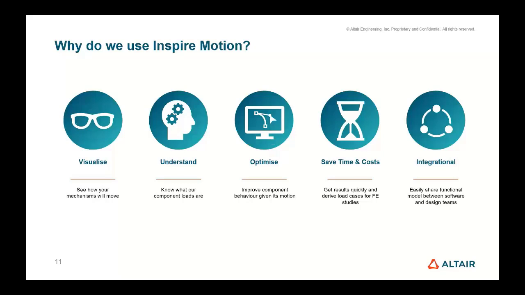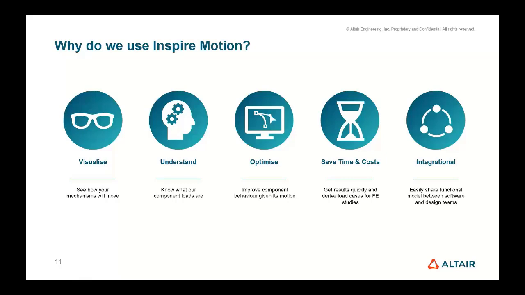You can take it straight into an optimization where you can improve your component behavior given its motion. So not only in your classic, traditional way, where you optimize based upon structural performance, with MBD you can optimize it based upon its kinematic performance. So say if you wanted to optimize it so that it would spin faster, then that's how you can change your design in that respect.